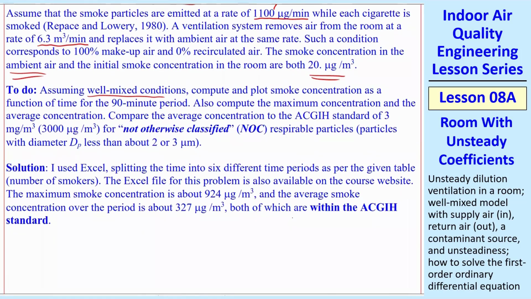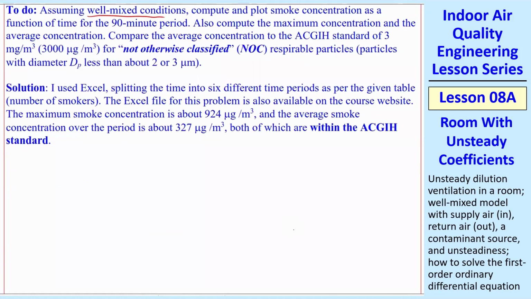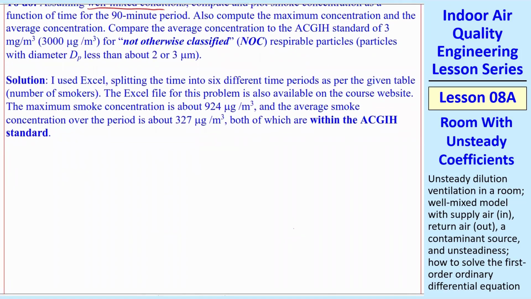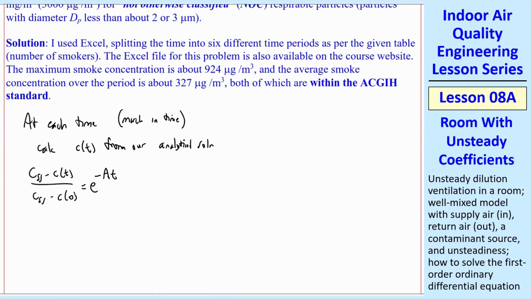So how do we solve this? I used Excel, splitting the time into 6 different time periods. And then I also have this Excel file available to you on the course website. At each time, we're going to march in time. We calculate C of t from our analytical solution, which I gave last time. That was the equation we had, and simply solve this for C of t.